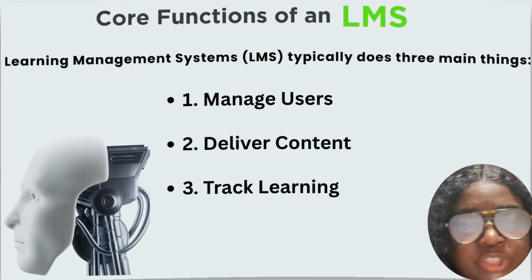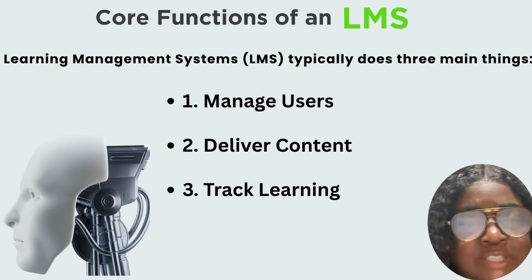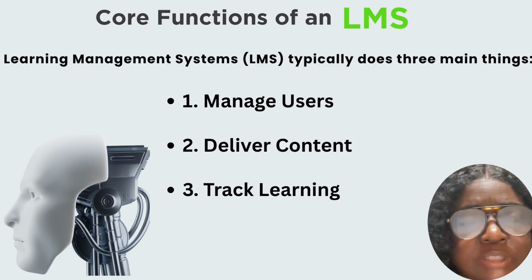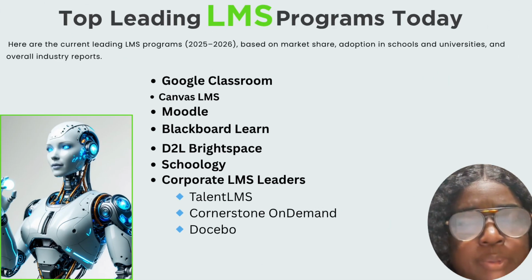What are the core functions of an LMS? An LMS typically does three main things. First, manage users. Enroll students or employees. Assign roles like teacher, student, admin. Next, deliver content. You can upload videos, documents, presentations. Organize lessons into modules or units. And lastly, track learning. Monitor grades, completion of assignments, and progress. Generate reports and analytics.